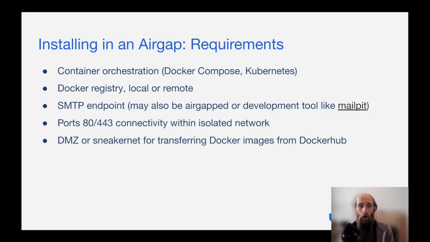So there are some requirements for an air gap. You do need some form of container orchestration. So we'll be looking at Docker Compose, but you can also do this in Kubernetes with our Helm chart. You will need a Docker registry, local or remote. What that means is when you install Docker in our example today, a Linux VM, it has a registry built into it. So you can host those image files locally. You can also bring your own Docker registry.